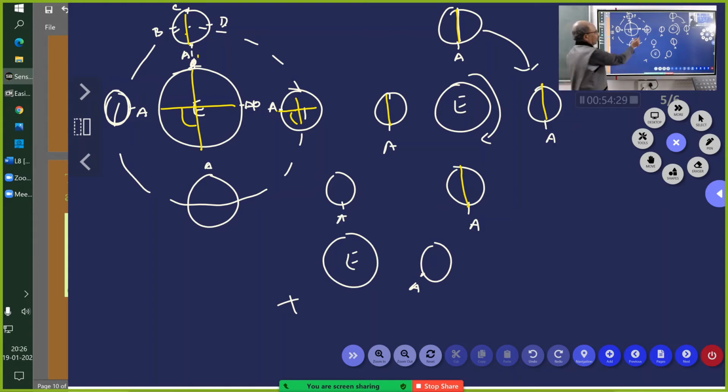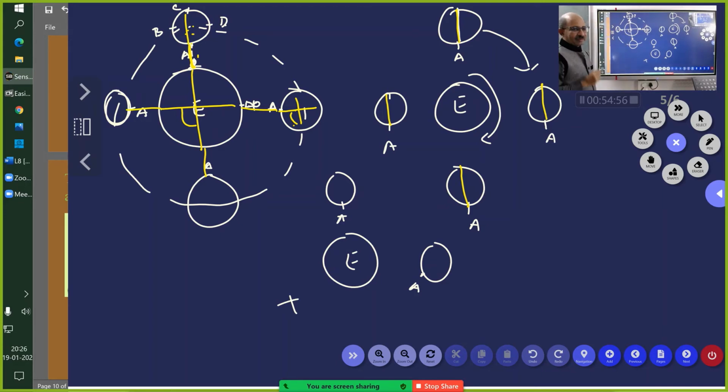So what has this done? You see here, from this point to this point, what has changed? Orientation. Orientation has changed. But with respect to Earth, it is the same. That means now this point and this point, they are same. This distance and this distance.